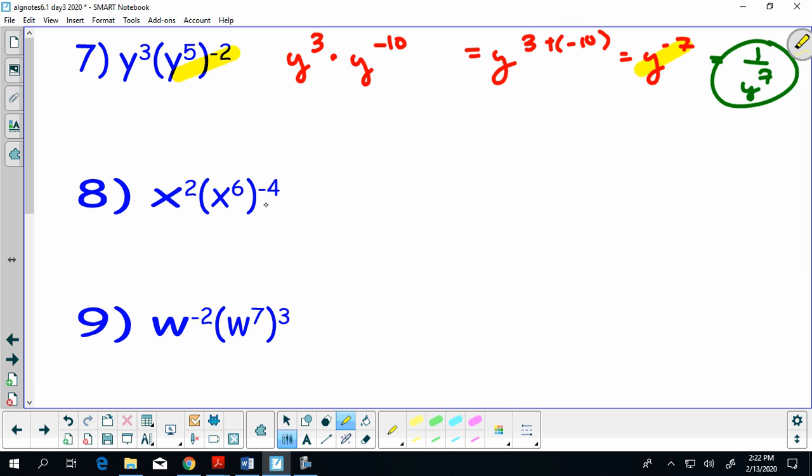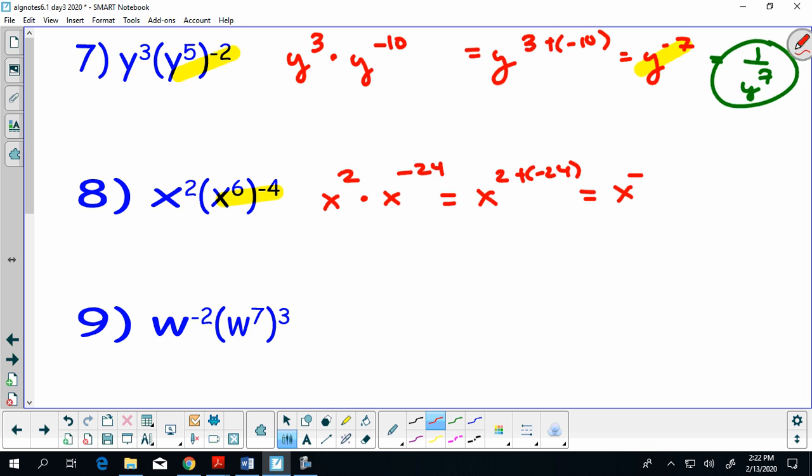I'm going to start with power to a power. I copy down the x squared, and that would be x to the negative 24. This is a multiply problem with like bases, so I add the exponents. So 2 plus negative 24 equals x to the negative 22. He is unhappy with a negative exponent, so again I move that to the bottom part of the fraction, the denominator, and that's my answer. Number 9 is just like it.